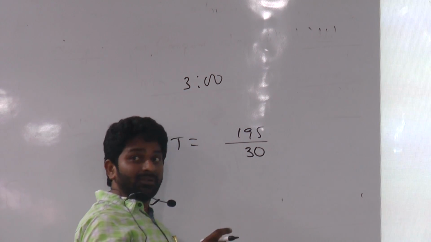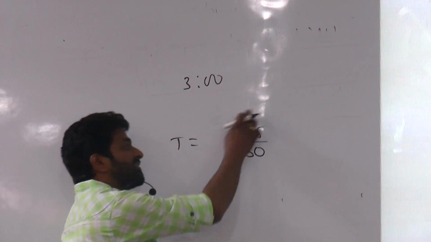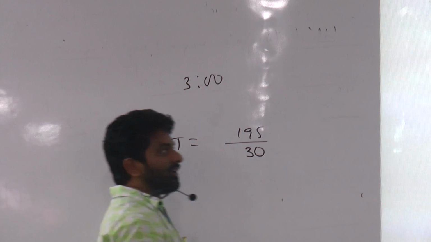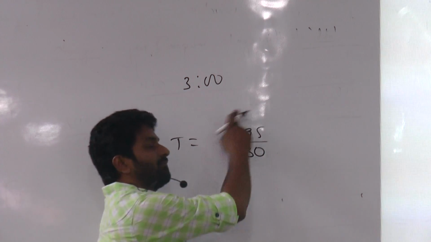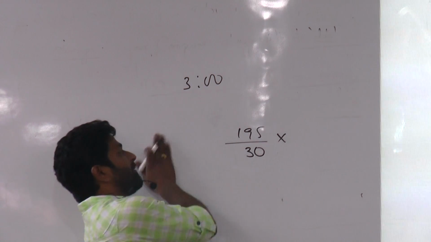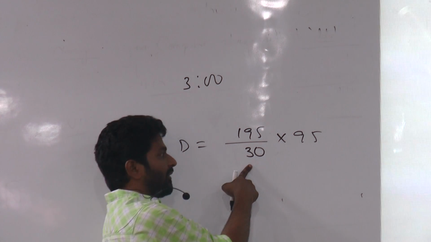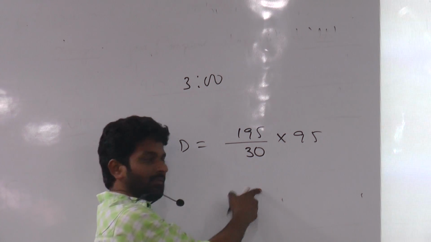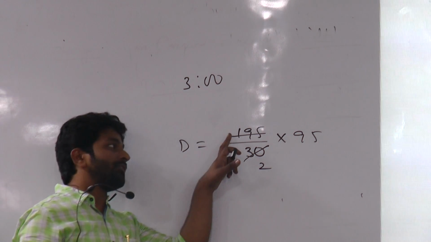But you are asked about distance. So distance is equal to speed into time. It takes this much time from the start of the second train. The second train's speed is 95 km per hour and it takes this much time to cross the first one. So distance is equal to speed into time. Cancellation: 15 twos, 15 tens is 150. Apart from 150 you have 45.